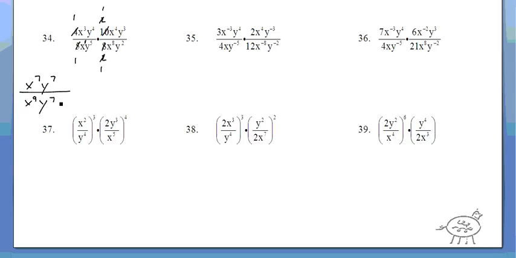Alright, and now you do battle. Well, the y's cancel, and the x's, the south wins by 2, so it's 1 over x squared. That's your answer. Not too bad.